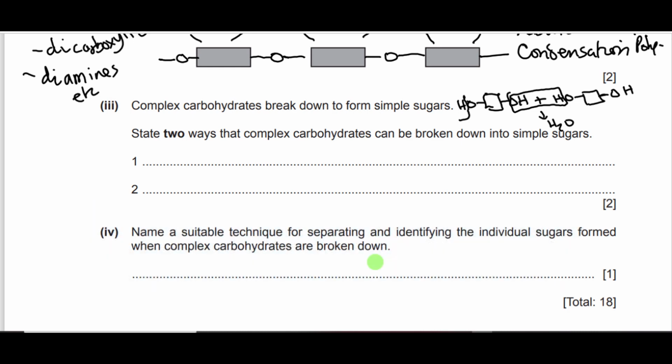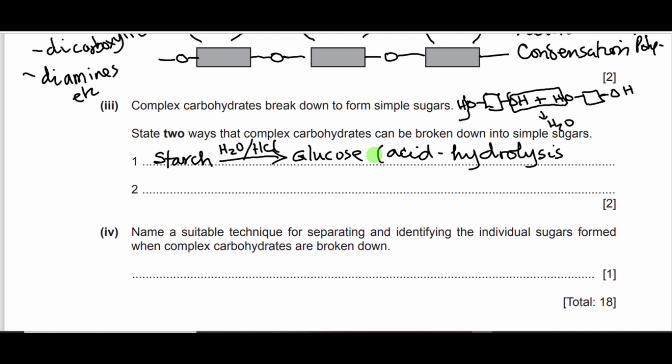I am told to state 2 ways that complex carbohydrates can be broken down into simple sugars. First is by boiling. If you boil starch in the presence of an acid like HCl, we will obtain glucose, right? We have starch here, and we boil it in the presence of water / HCl, we get glucose. This process is called acid hydrolysis, because it occurs in the presence of an acid, that is HCl.